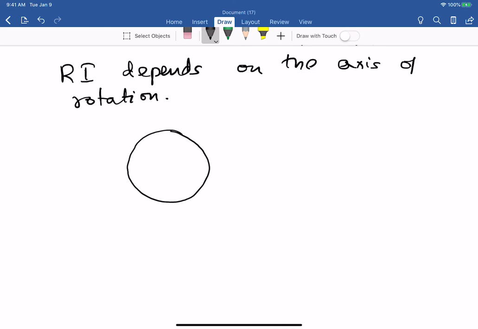Suppose you've got a disk and you're considering its rotational inertia about an axis which passes through its center, right? So once again, think about what rotational inertia means. Summation mi ri squared, right? So that means you're going to take these tiny little mass elements, mi, and calculate the r's for each one and then add them all up. So add up all these quantities, mi ri squared, to get the rotational inertia, right?